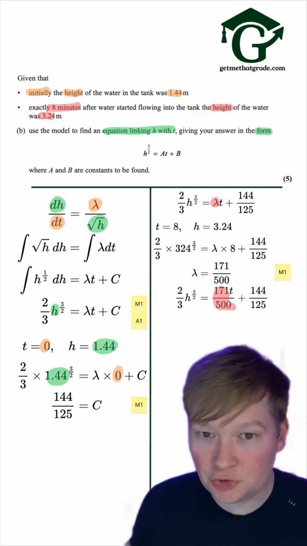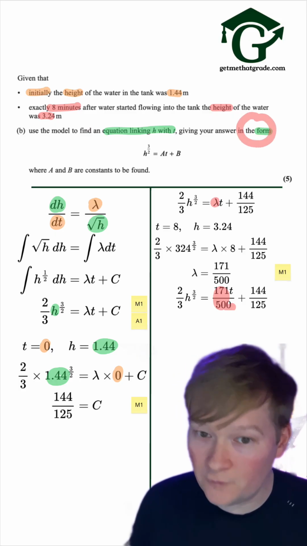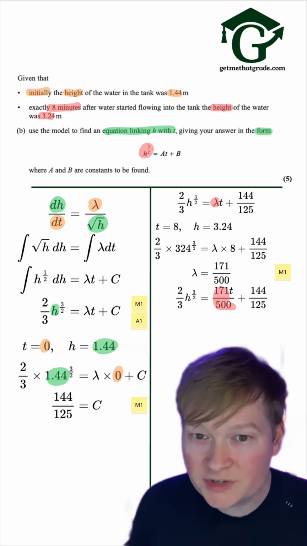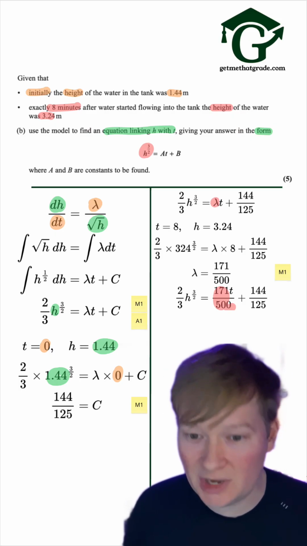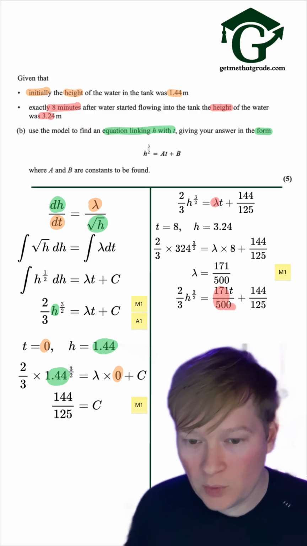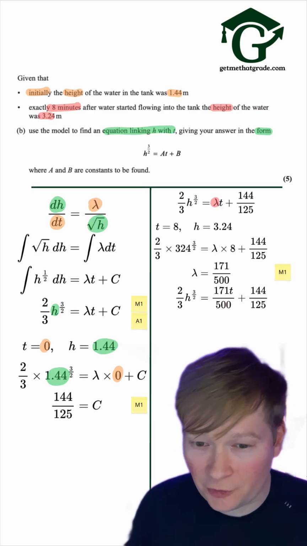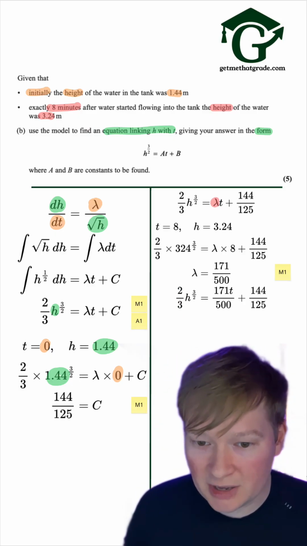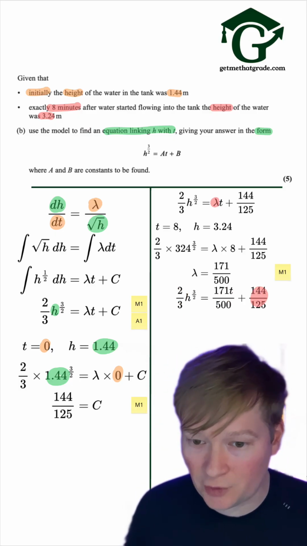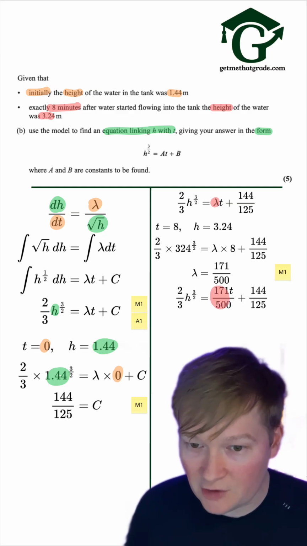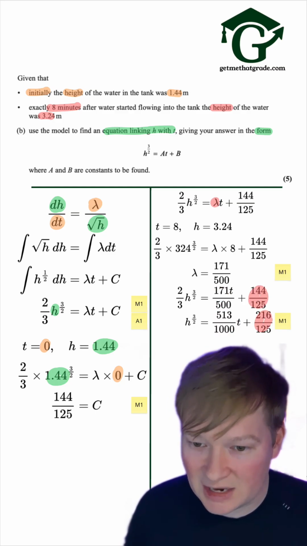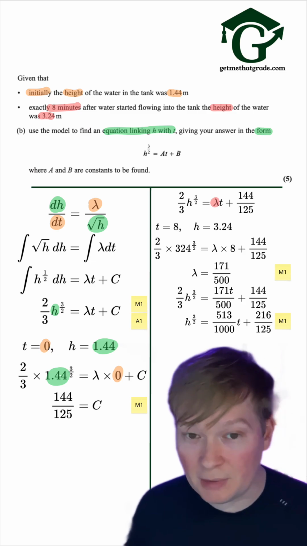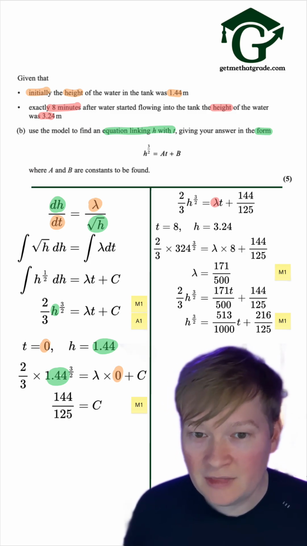Finally, we need to make sure that we're following the instructions about the form the question wanted. It wanted h to the power of 3 over 2 equals. So we need to multiply both sides by 3 over 2 to get rid of this fraction 2 over 3. So we multiply this, and this by 3 over 2. If we do that carefully enough, we get this number here, and this number turns into this number. Remember to multiply all 3 terms. That gives us our final mark, part C.